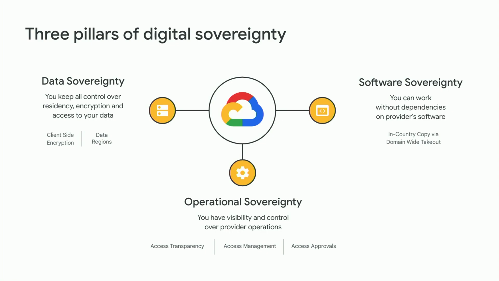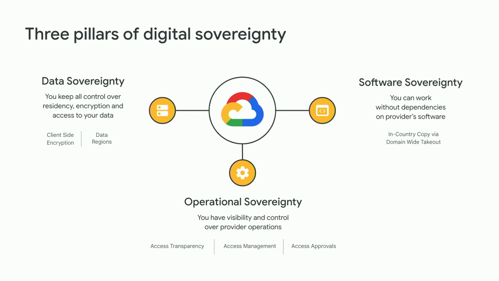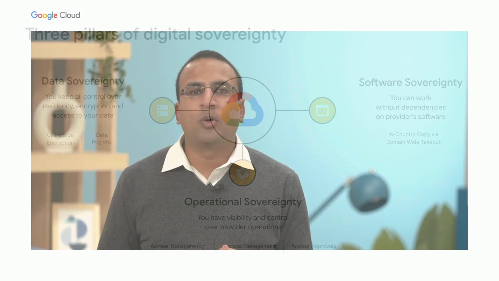Secondly, software sovereignty gives you survivability, which is the ability to operate without a hard dependency on your cloud provider's software when disasters or black swan events occur. We will enable this by providing you an in-country copy of your Workspace data. Lastly, operational sovereignty equips you with the visibility and control over SaaS provider operations. We will do this through our access controls capabilities. Now, let's spend a few minutes walking through each of these sovereign controls.